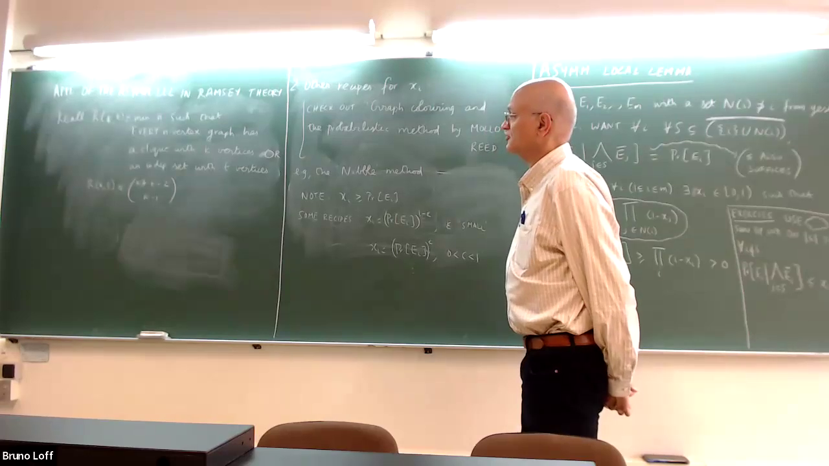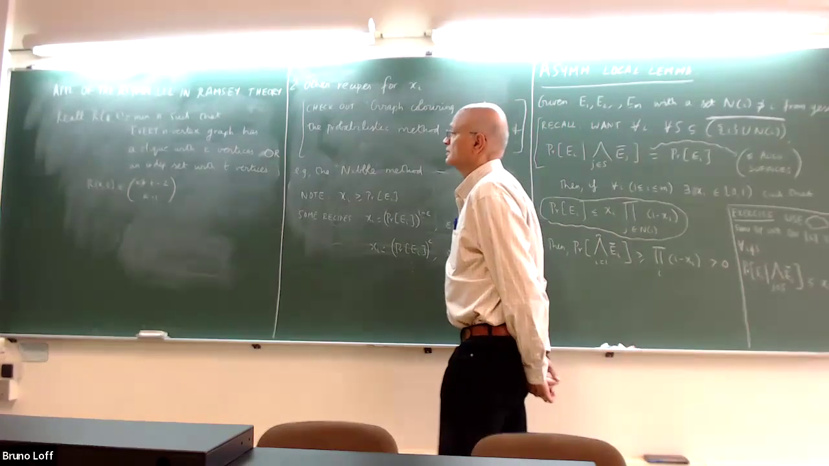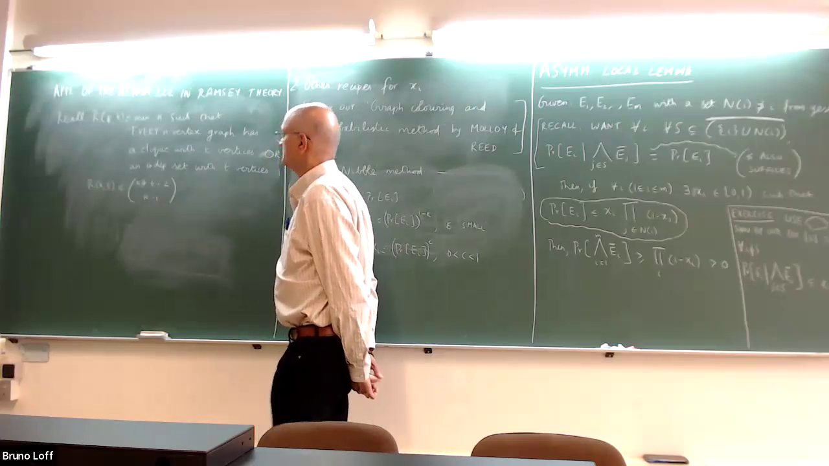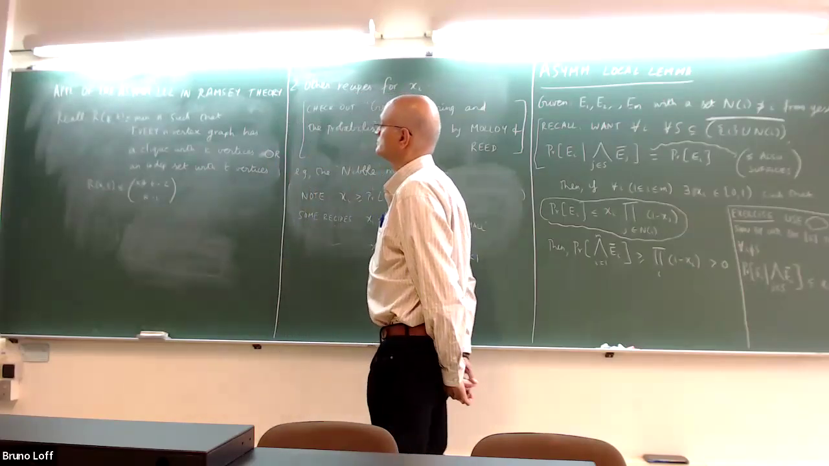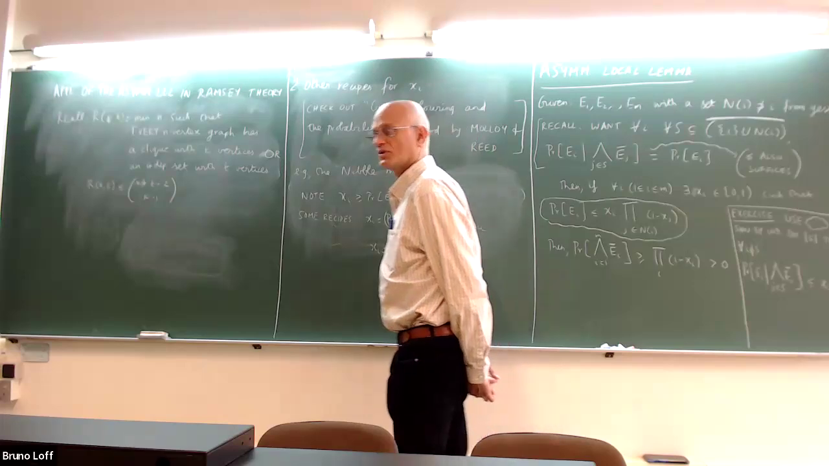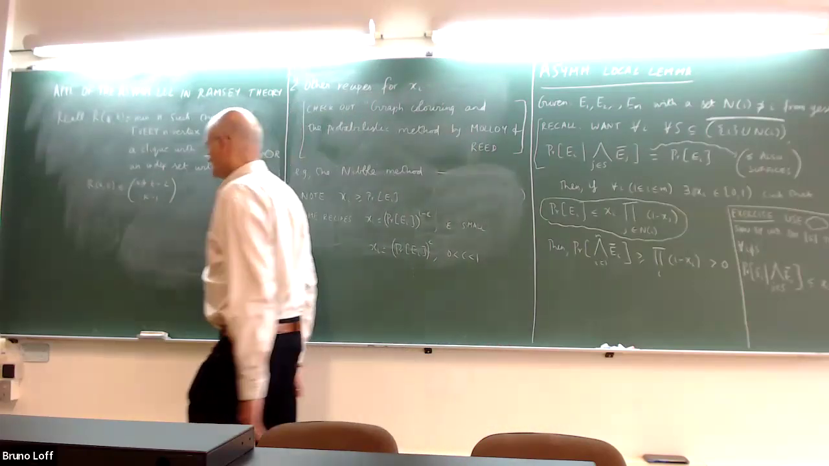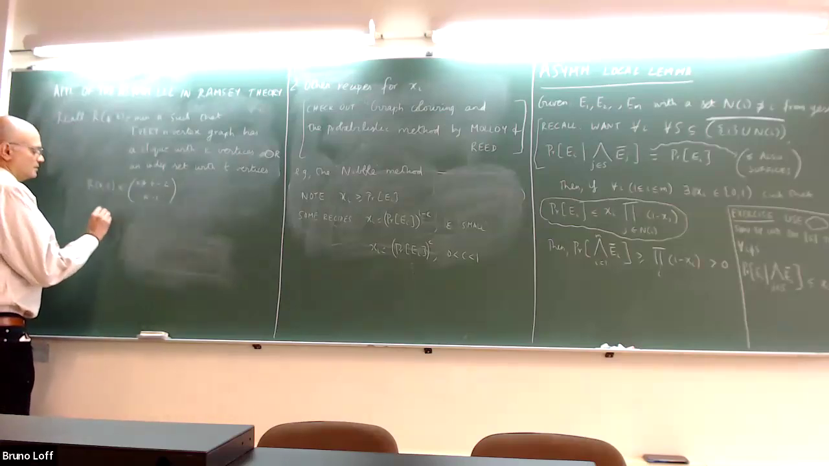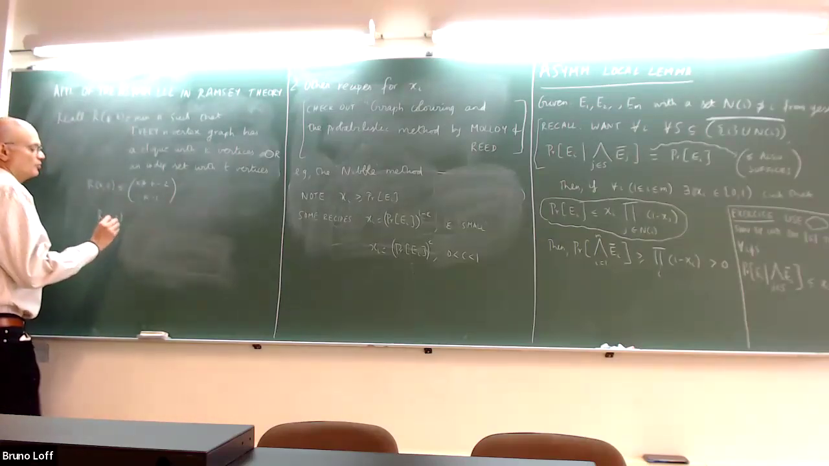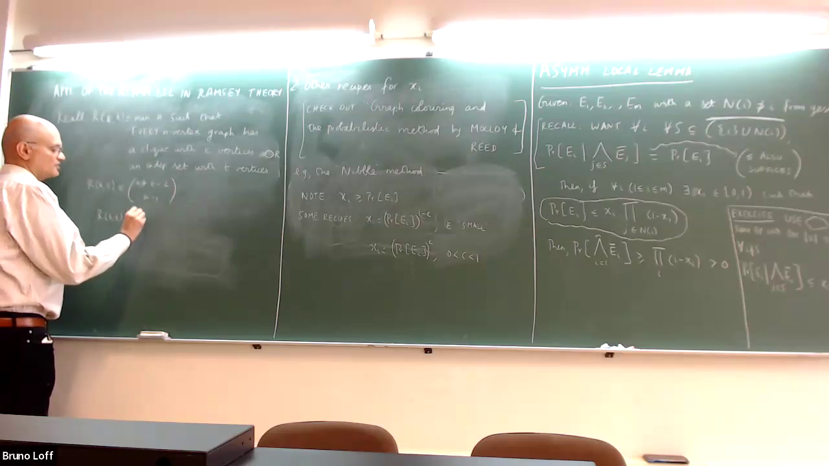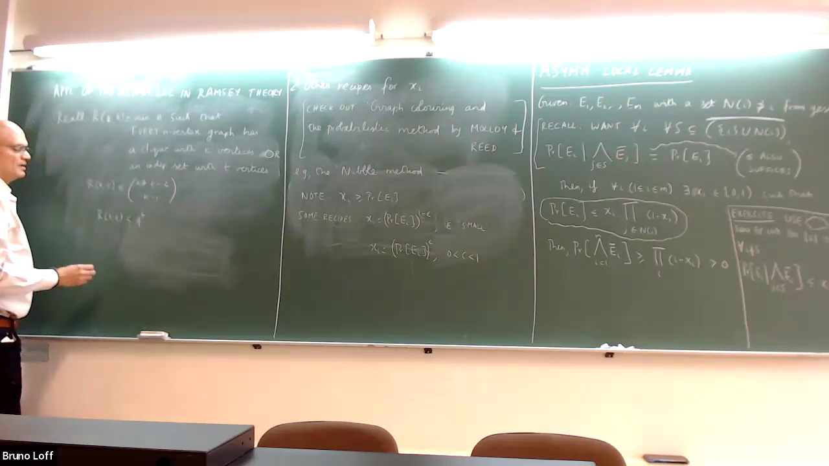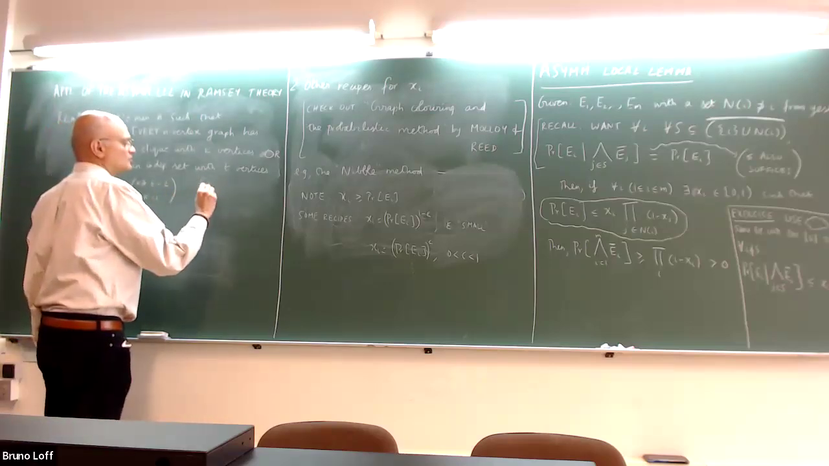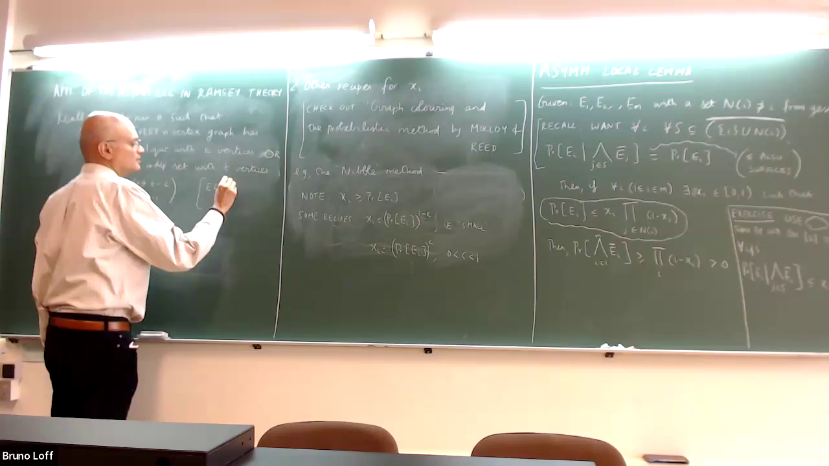Every n vertex graph either has a clique of k vertices or an independent set of k vertices. In particular, R(t,t) is less than or equal to 4 to the t. This is due to Erdős and Szekeres from the 1930s.